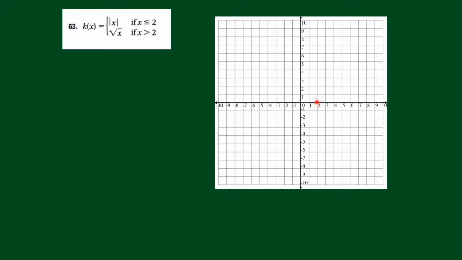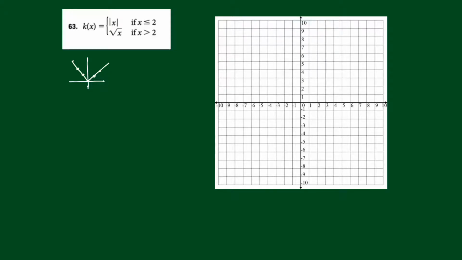Now let's graph each one of these. So what if we go to the left side of 2? We'll get the absolute value of x. Now what does the absolute value of x look like? Do you remember we had those 6 basic functions that we had graphed before? The absolute value function looks like this, where you go over to the left 1, up 1, to the left 2, up 2, and to the right 1, up 1, to the right 2, up 2, and so on.